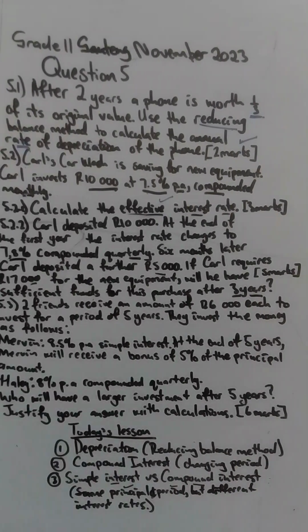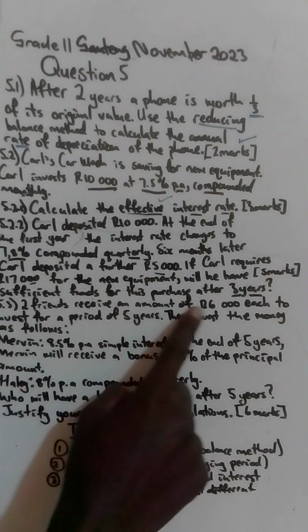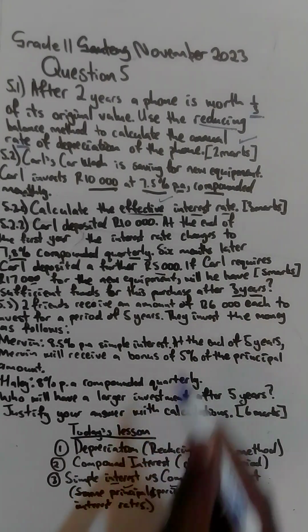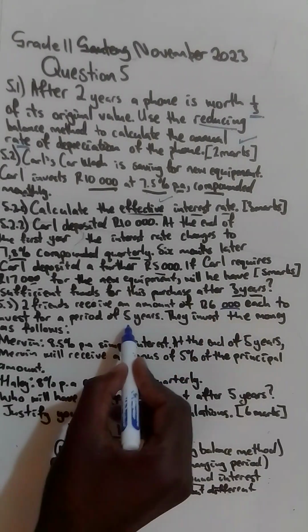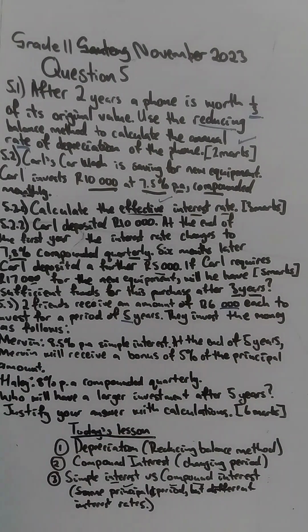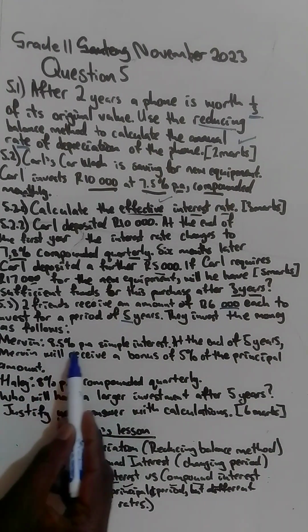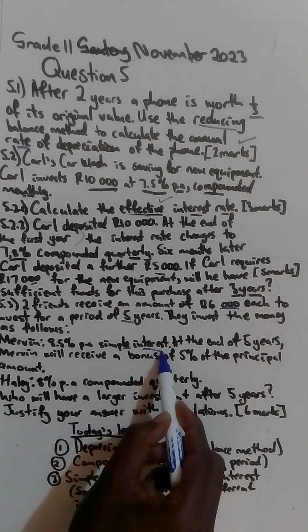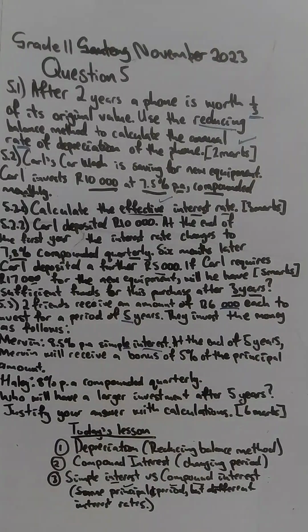All right, the last question, which is 5.3, states that two friends receive an amount of 6,000 rand each to invest for a period of 5 years. So we've got two people who have received 6,000 rand each, and they're going to save it for 5 years. They invest the money as follows. We've got Mervyn, who invests 8.5% per annum, simple interest. Very key. The method of interest is simple interest.